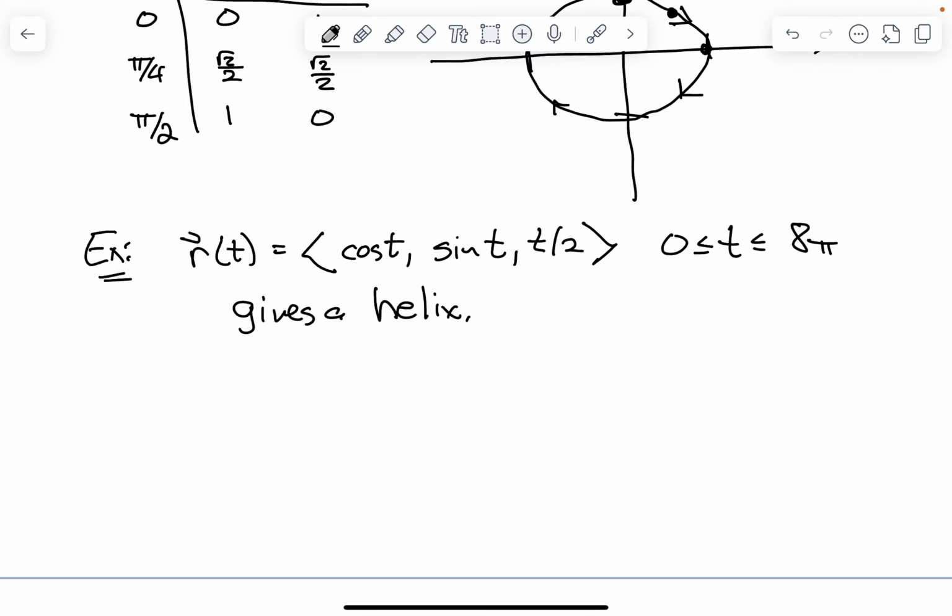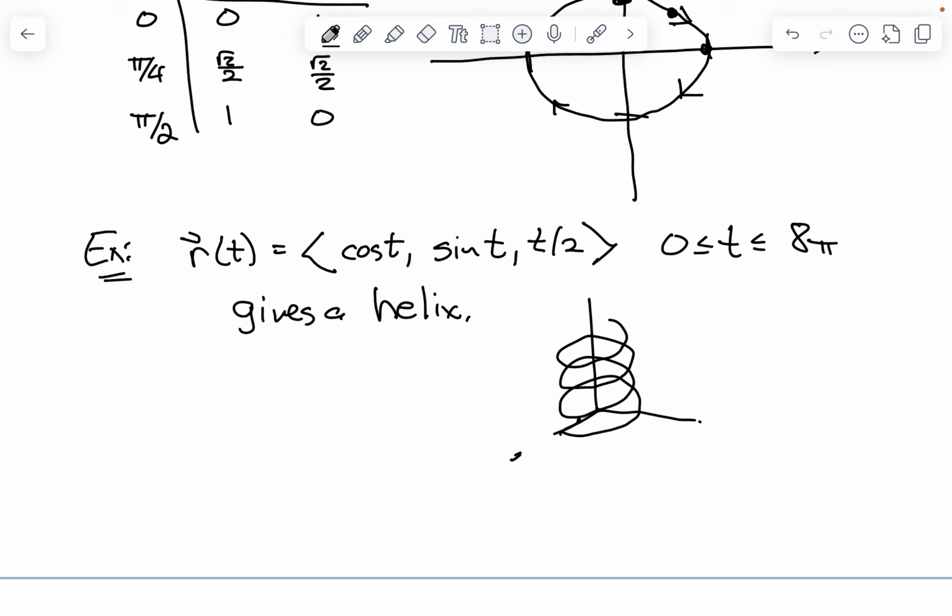And you can graph this nicely on Desmos, but I'm going to draw a quick version of it. It's going to be a circle, a spiral. It looks like this, like a spring. So that's a vector-valued function in space. All right, and that's it for this section.